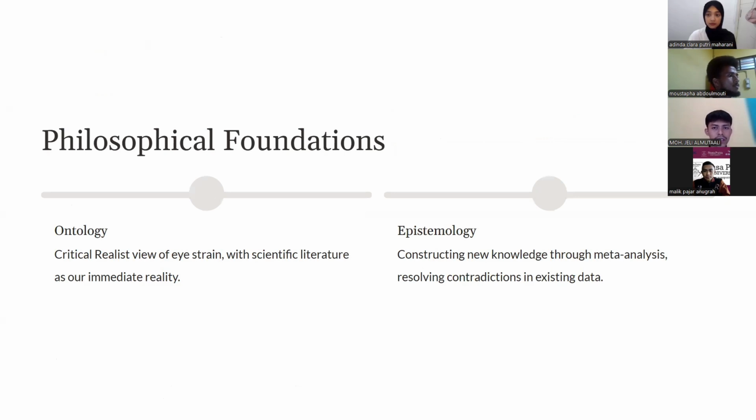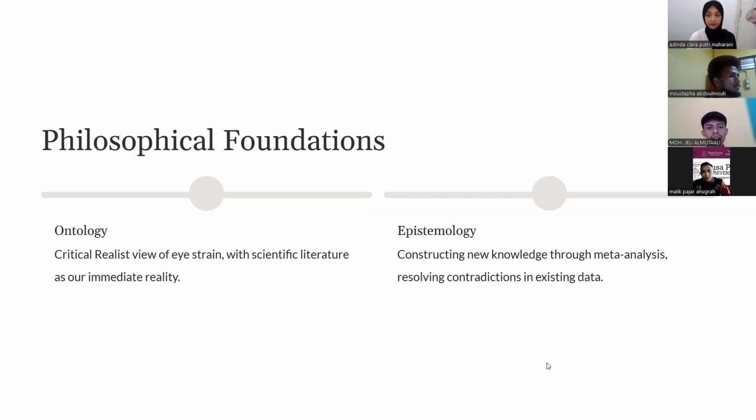Philosophical foundation: ontology and epistemology. Our research is not just about the data, it is also grounded in philosophical principles. We must consider the ontology and epistemology of our work. Ontologically, we maintain a critical realist view: eye strain is an objective physiological state. Our immediate reality in the systematic review is the body of scientific literature. We are studying how the scientific community has documented this objective truth.